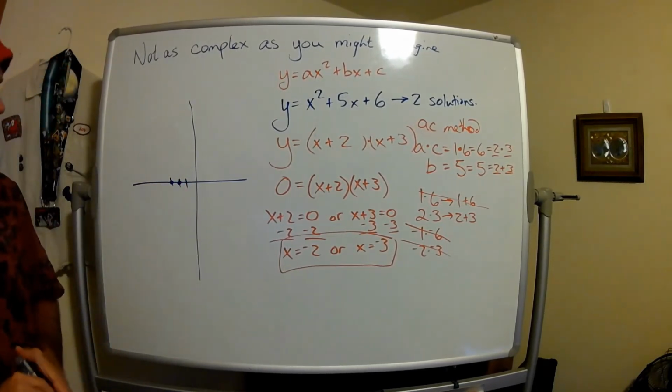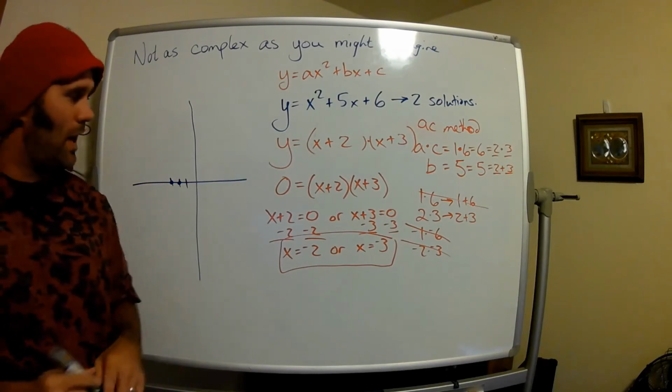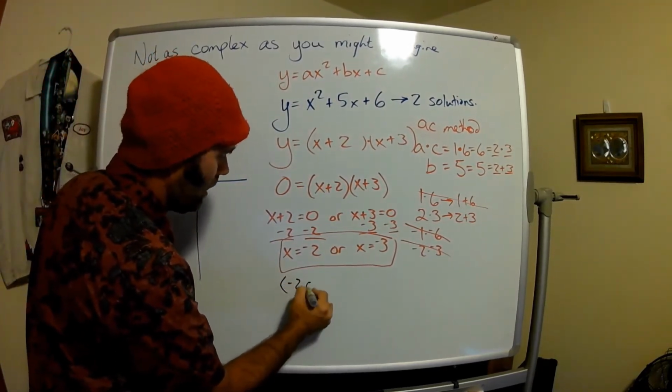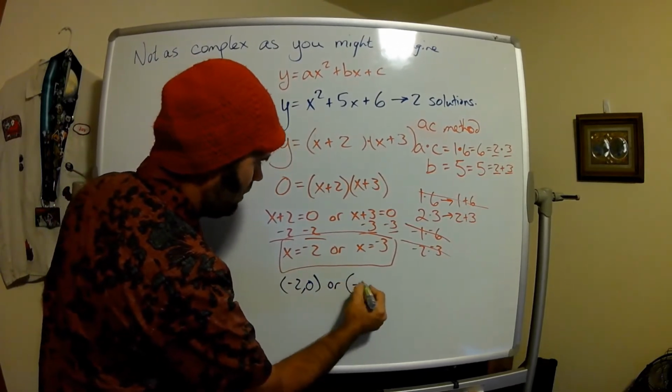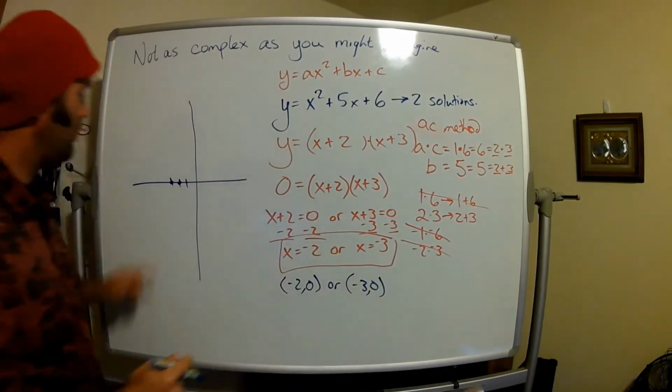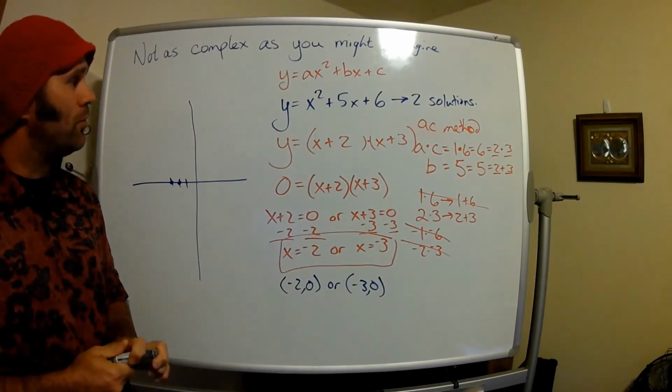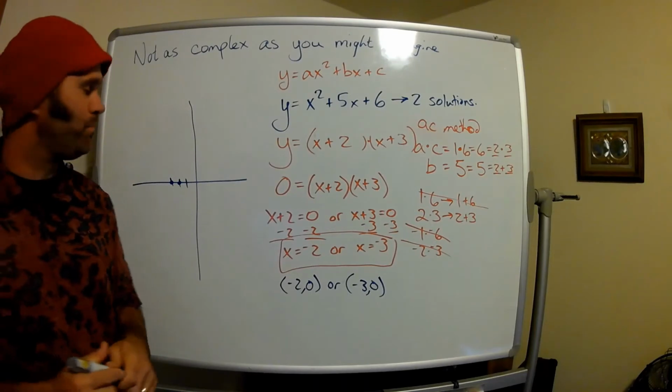So -2 and -3, there are 2 points on the graph. Remember, y was 0, so these are the points -2 comma 0 and -3 comma 0. So there are 2 points that this curve goes through. And this is a parabola.